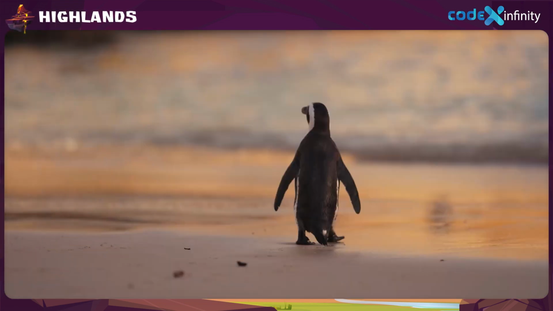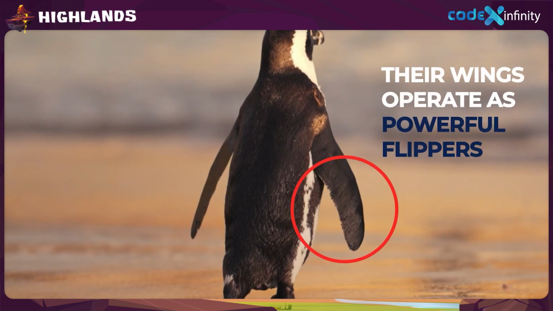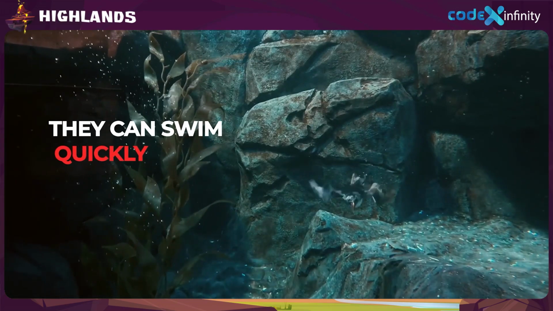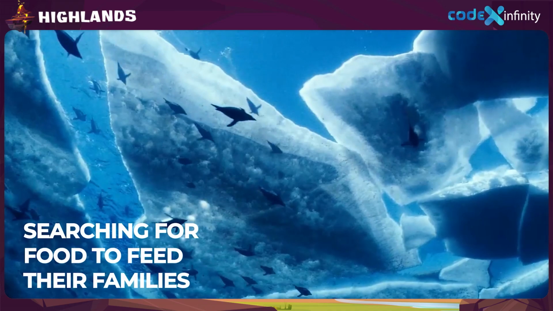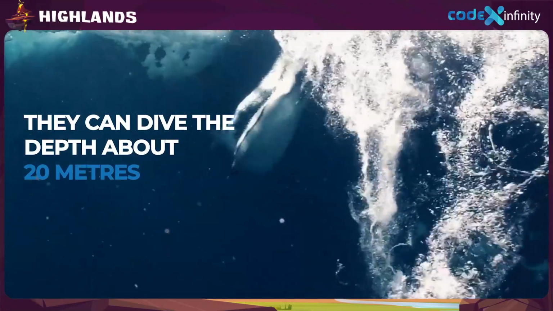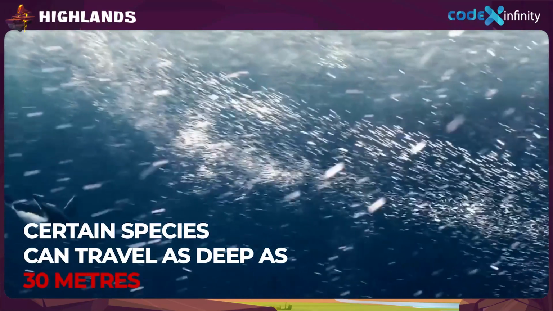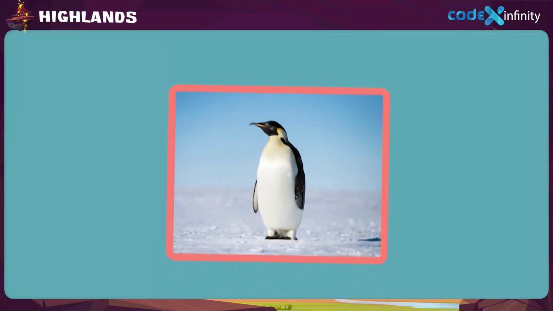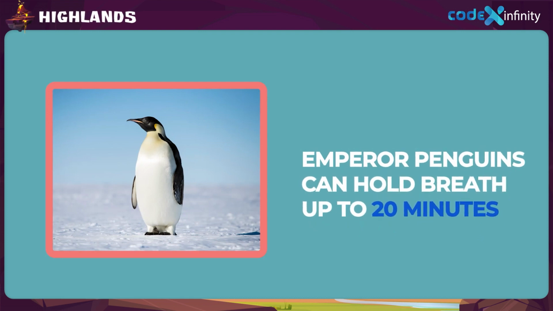Did you know that although penguins are unable to fly, they are excellent swimmers? Their wings operate as powerful flippers, allowing them to swim quickly. Penguins spend most of their lives in the water searching for food to feed their families. To find food, most penguins dive to a depth of about 20 meters, but certain species have been known to travel as deep as 30 meters. The strong emperor penguin can hold its breath for up to 20 minutes underwater, while other penguins can only hold their breath for 2 to 3 minutes.